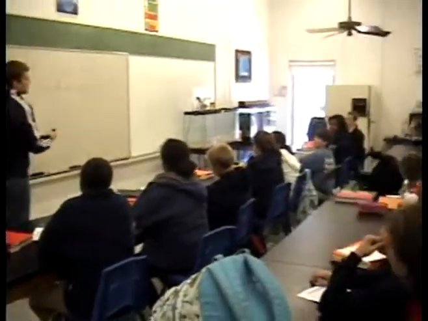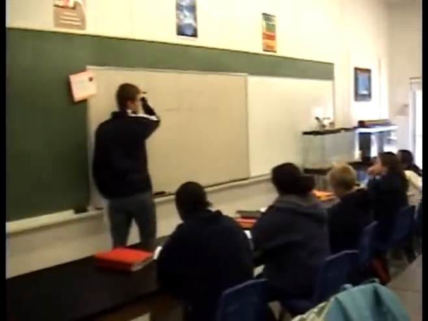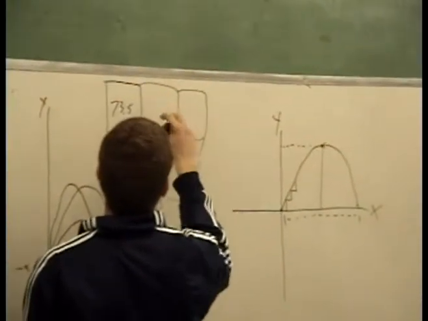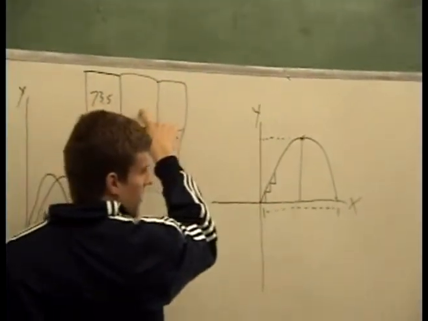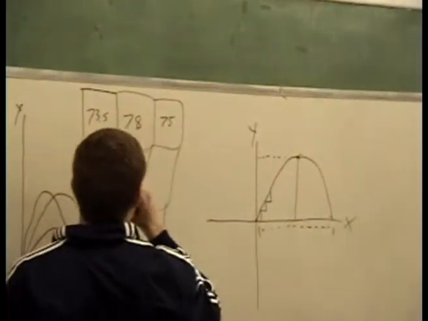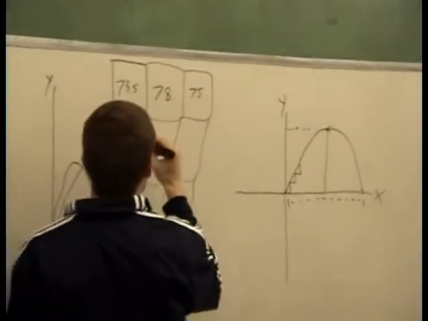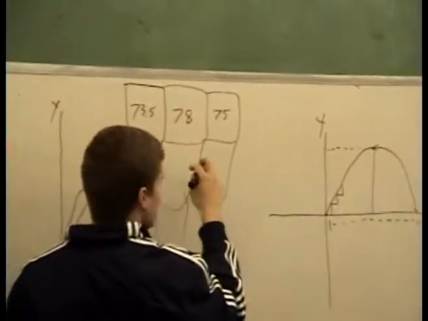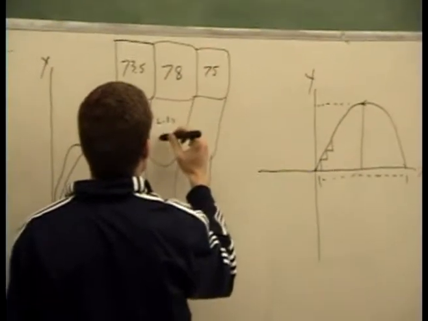Alright, somebody give me some numbers. What was the first box? 73.25. 73 and a half? Alright, second box? 78. Third one? 75. Okay, what was this one? 2.33 and 0.97. This one? 2.33 and 0.97. And what was the third one?